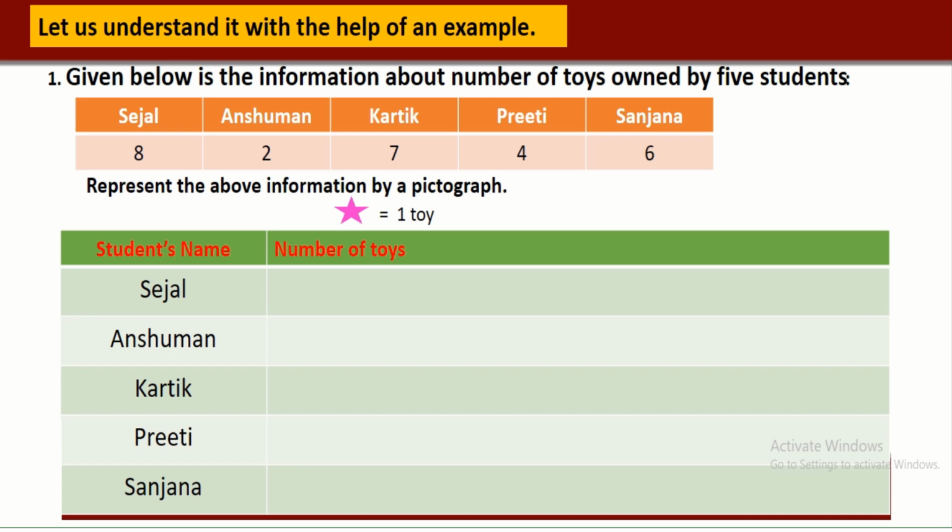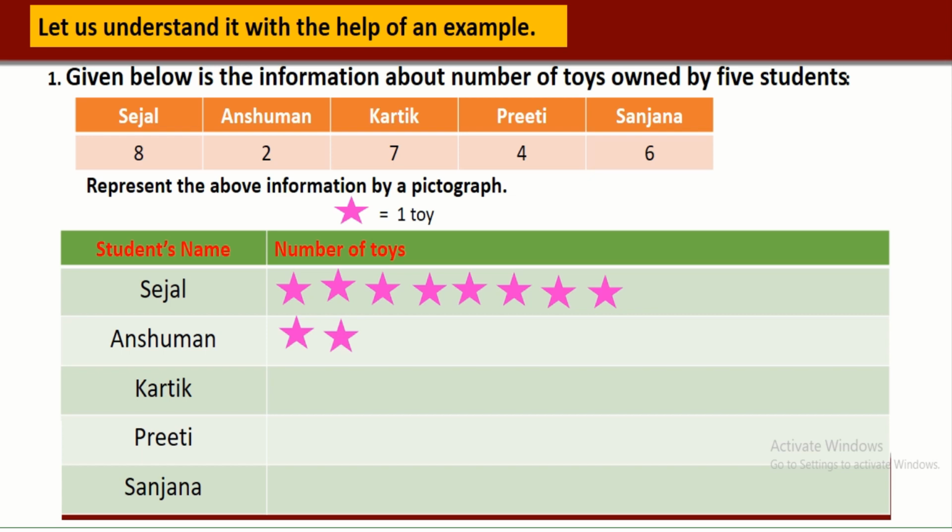First name is Sejal. As you can see, Sejal owned 8 toys. So we will draw 8 stars in it. 1, 2, 3, 4, 5, 6, 7, 8. Anshuman owned 2 toys. So we will draw 2 stars in it. 1, 2. Karthik owned 7 toys.